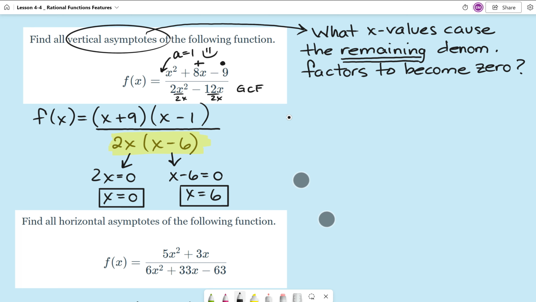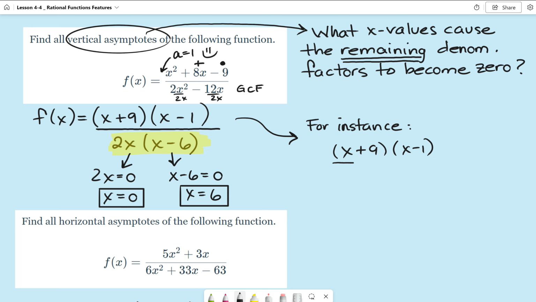Okay? Now here's what I want you to understand, that let's say this happened, for instance. So this is a completely different problem, by the way, has nothing to do with this one. So let's say instead our factored rational looks something like this. Instead of 2x times x minus 6, let's say it was 2x times x plus 9, okay? If I had asked you to find the vertical asymptotes of this made-up example problem, notice that this x plus 9 would cancel with this x plus 9. So that would leave me with x minus 1 over 2x.